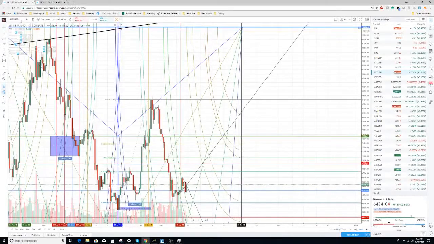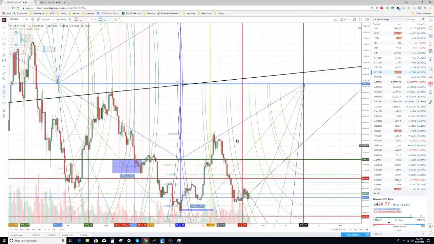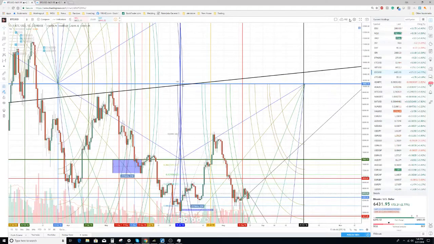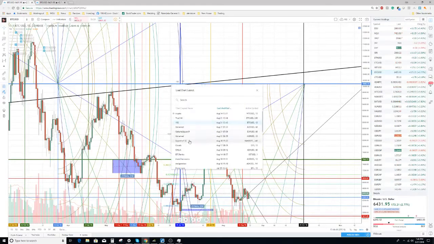Can you show us how to set up a Gann chart? Absolutely. Good question. There are a number of ways to create a Gann chart. Probably the easiest, and the one you should learn first, is how to square a range.